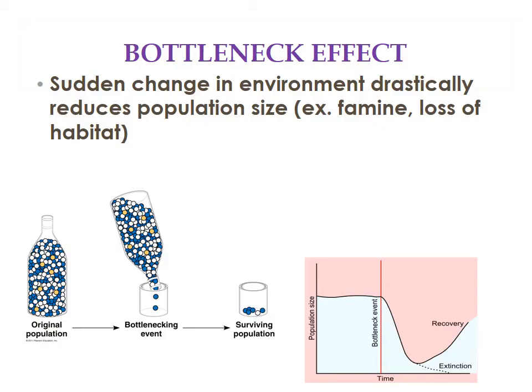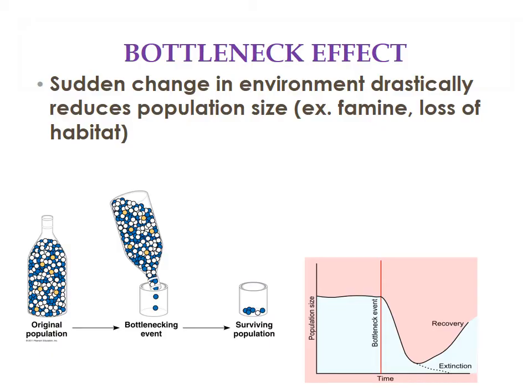So you can see, as the example, you have a bottle filled with yellow, white, and blue beads. Some event happens, kills off most of your population. It's known as the bottlenecking event. And you see in the cup is your now new surviving population that is able to reproduce.